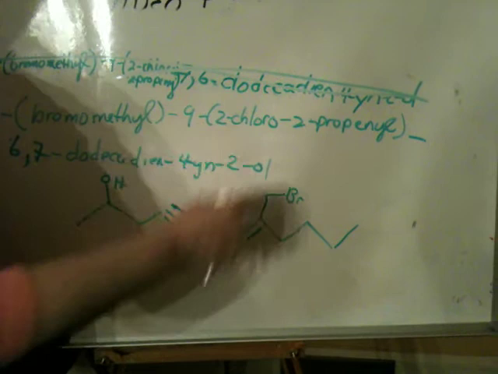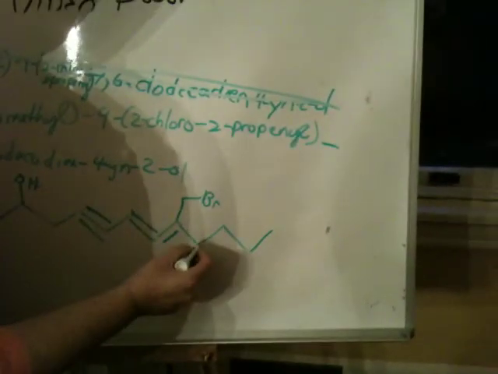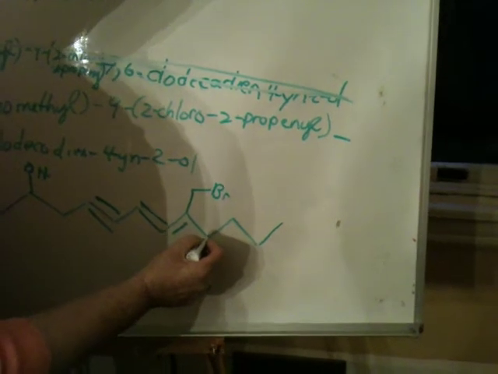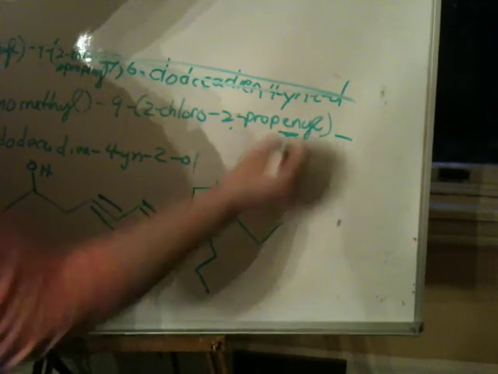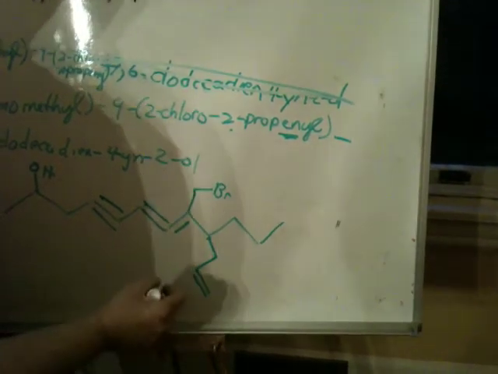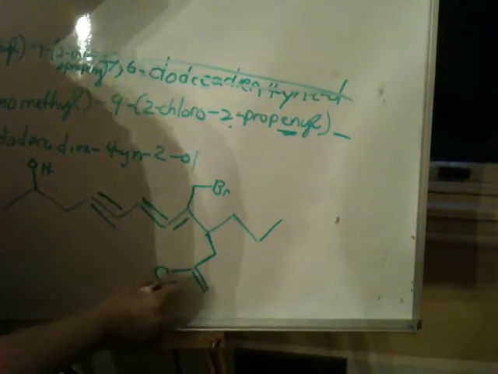And in the 9 position, a 2-chloro-2-propenyl. So I have to draw a propenyl. That's 3 carbons, and this 2 refers to the double bond position. So the double bond has to be there, and then it says in the 2 position there's a chloro.